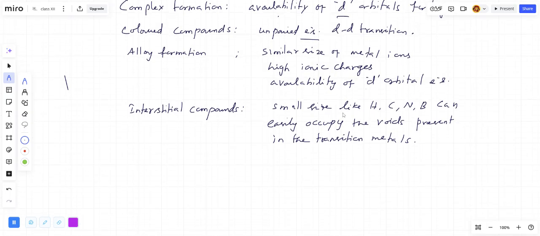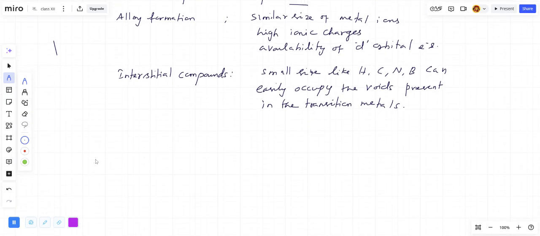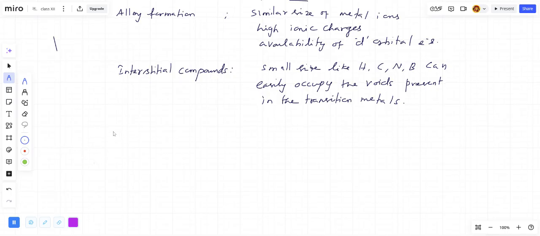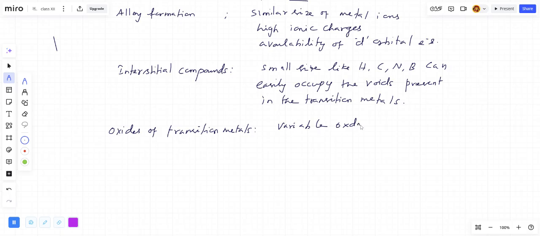Okay, so the next one, oxides of transition metals. If you take oxides of transition metals, they may be basic, or they may be acidic, or they may be amphoteric because of the variable oxidation state. The reason is variable oxidation state.